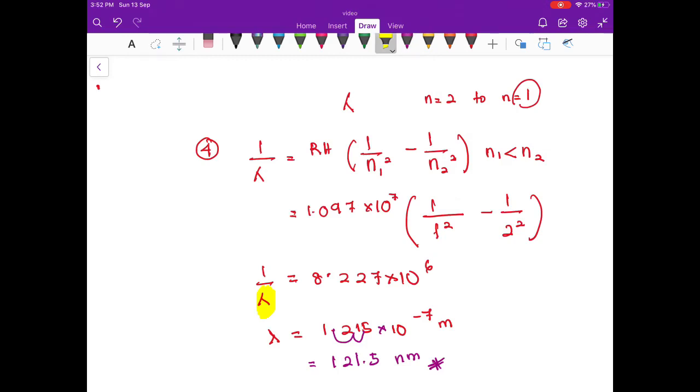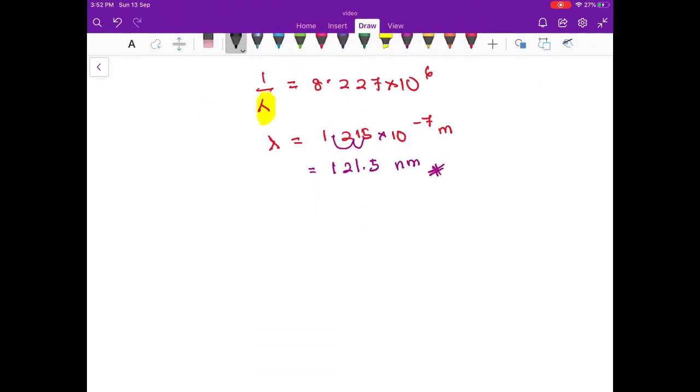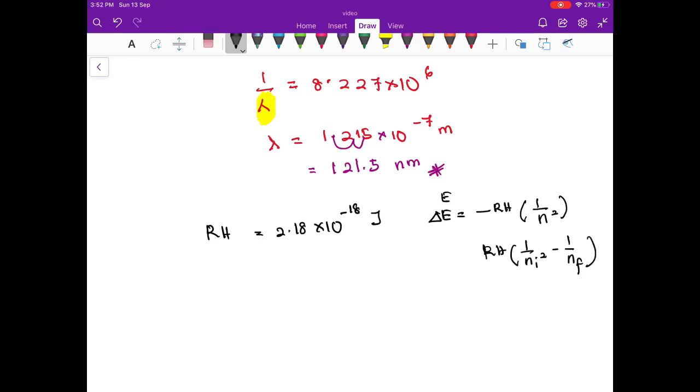So if you can see, we have two different Rydberg constant values. The first one is 2.18 × 10^-18, and this is the second value. So what is the difference between them? Alright, we will use the Rydberg constant 2.18 × 10^-18 joule if we use the formula delta E or E for energy, negative RH 1 over N squared, or RH (1/N initial² − 1/N final²). We use the Rydberg value 1.097 × 10^7 per meter if we use the formula 1 over lambda.